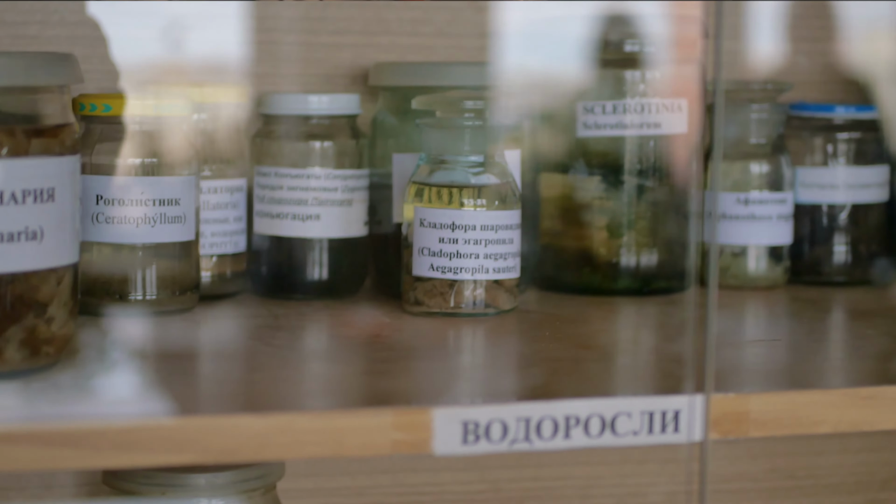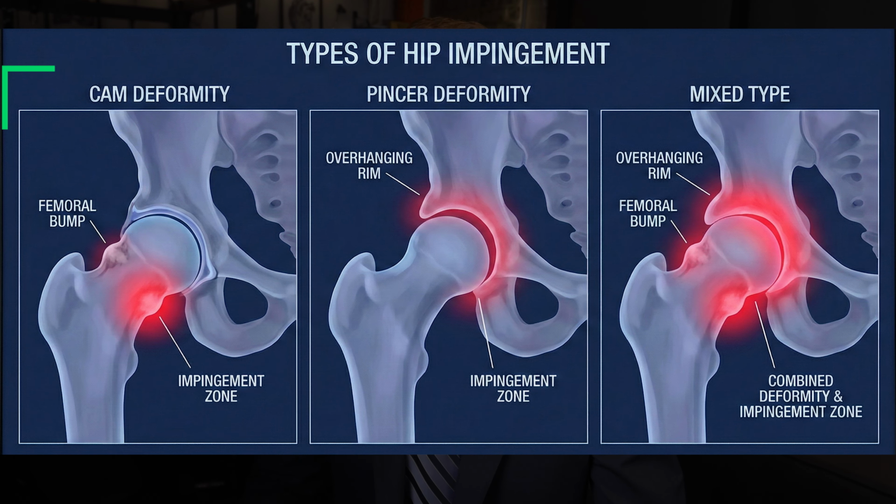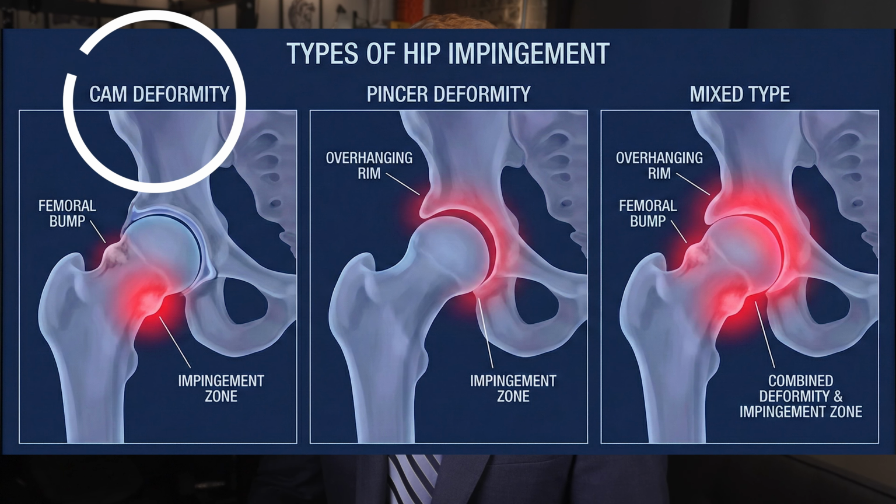And we subclassify that hip impingement into two, but kind of three main categories, depending on which specific part of the bone is abnormal. It can be due to something called a cam deformity, a pincer deformity, or a combination of both, which is just called mixed type. We're going to go ahead and talk about each one by one. First, let's talk about the cam deformity.